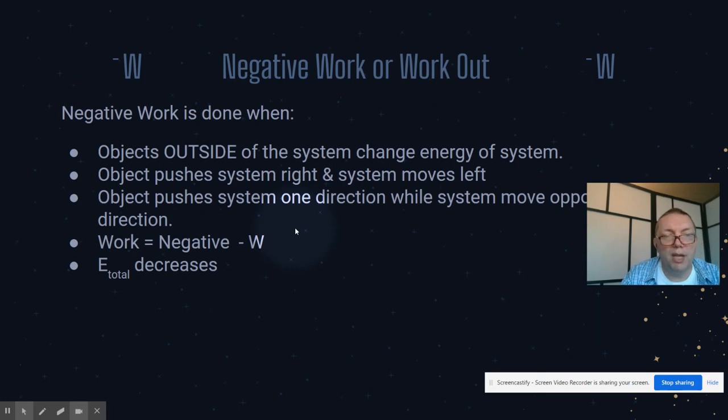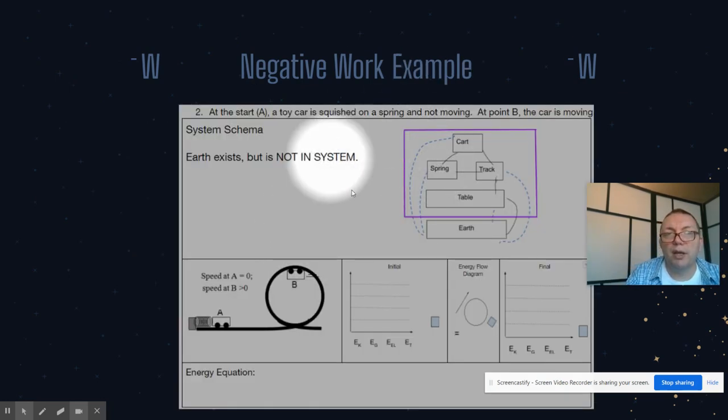We'll look at one more example here in a second that looks at everything being in our system except for the Earth. So we're still saying everything exists. We're just saying that we're going to analyze it as though the Earth is outside of our system.